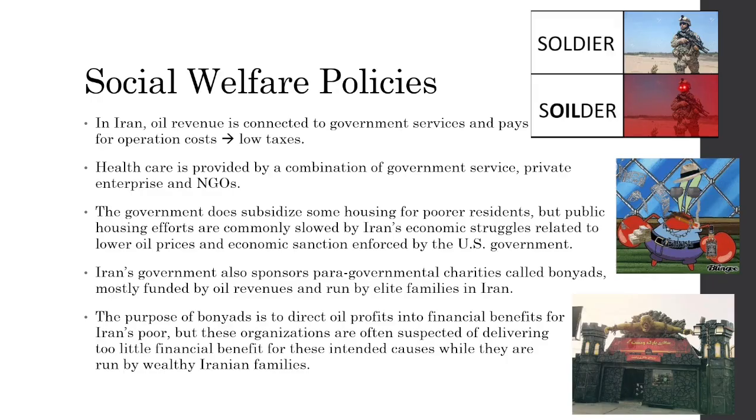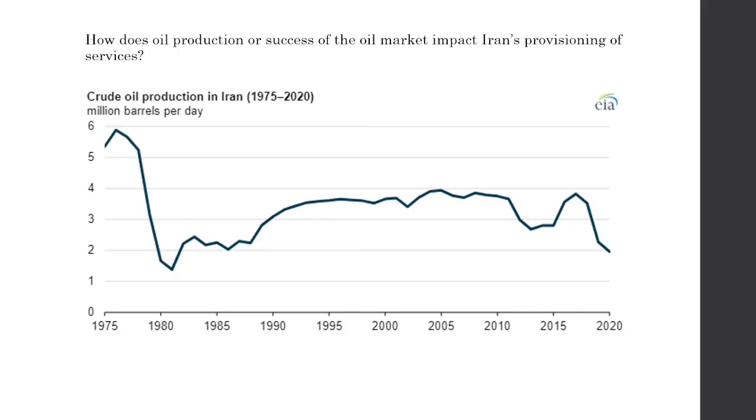You never know. So here's a graph for you, in case you didn't see it. How does oil production or success of the oil market impact Iran's provisioning of services? Well, as we discussed, if the oil market sucks, their provisioning of services is going to suck. So we can conclude or predict that from 2010 to 2015, their public housing provisioning went down. But from 2015 to 2018, it went up. Or other services went up, such as their role in the healthcare system.